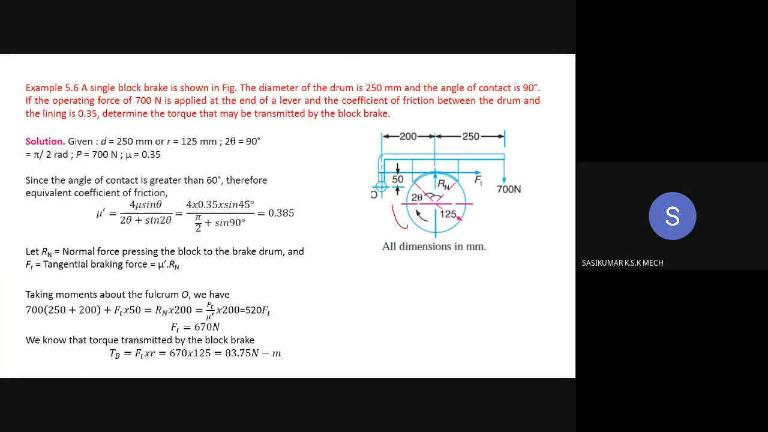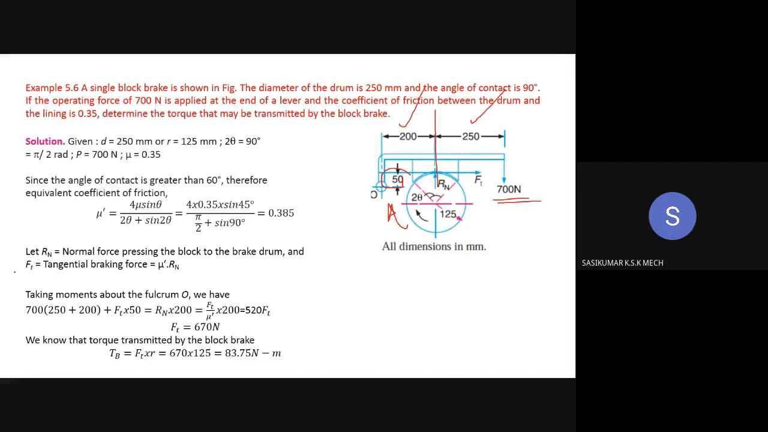The drum is rotating in the anti-clockwise direction. The frictional force will be acting like this, and the distance between the fulcrum and the frictional force is 50 mm, and from the fulcrum to the normal force Rn is 200 mm. From the normal force to the force acting at the end is 250 mm. And the radius is 125 mm.